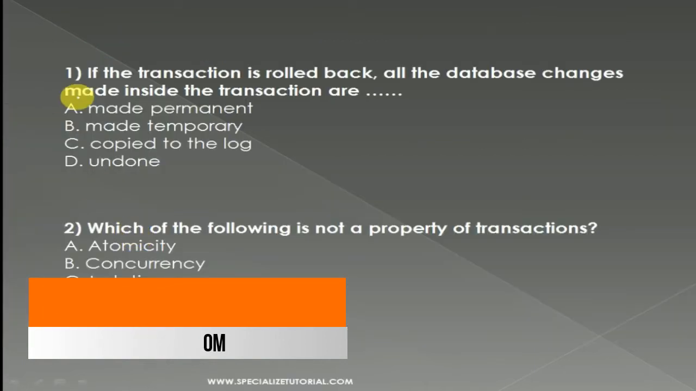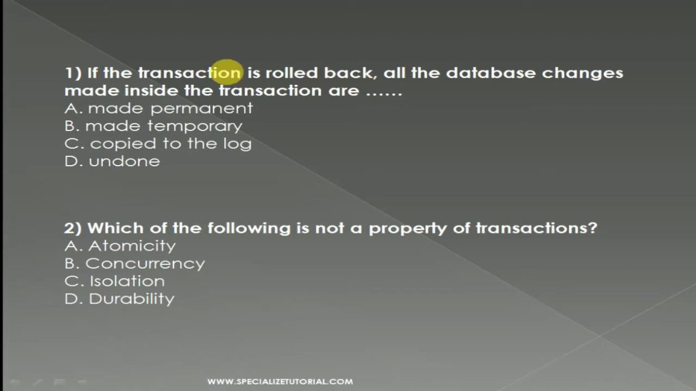So first question of this: if the transaction is rolled back, all the database changes made inside the transaction are? Options are: made permanent, made temporary, copy to the log, undone. Undone is the right answer. If the transaction is rolled back, all the database changes made inside the transaction are undone. Basically, these questions are taken from various resources for examinations which have already been asked in various competitive examinations.